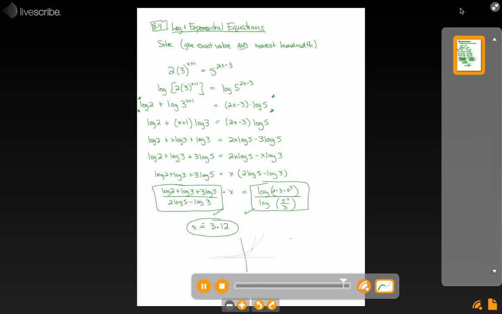Again, the same answer you would have gotten had you graphed the left side and the right side of the original equations and just found their intersection. But the exact value answers were required for the solution, so the algebra was required too.